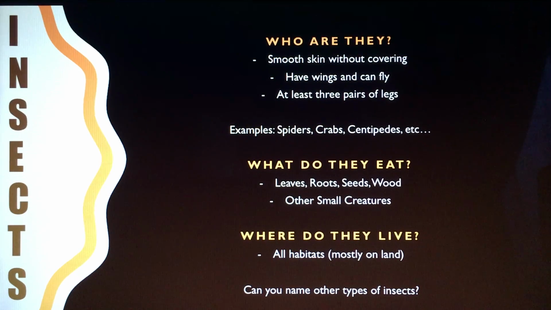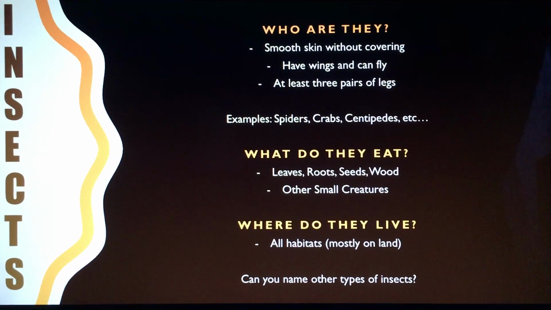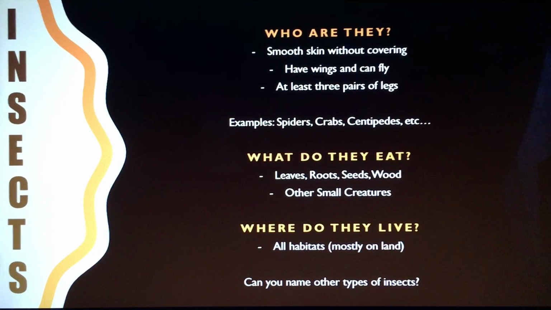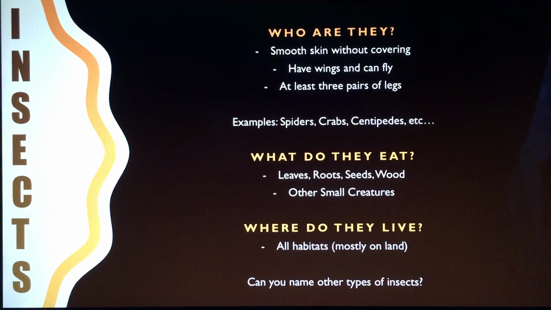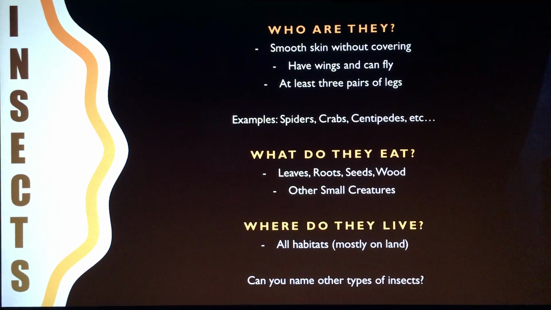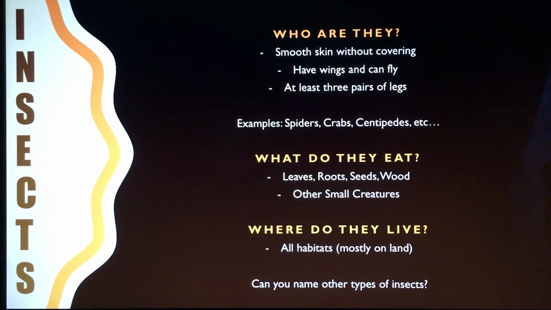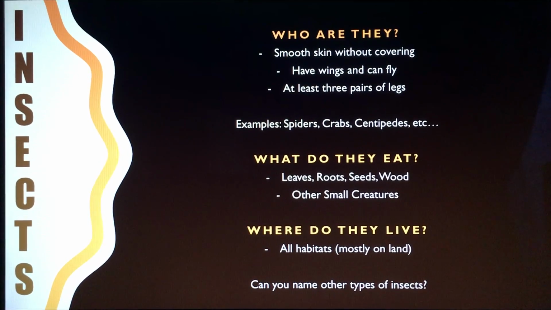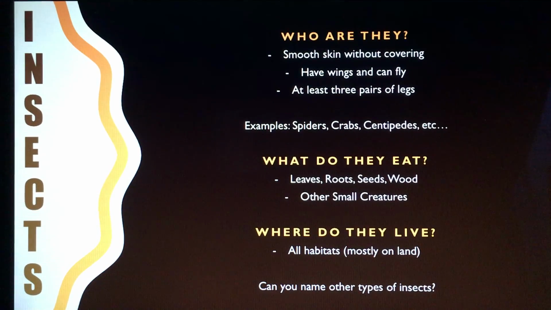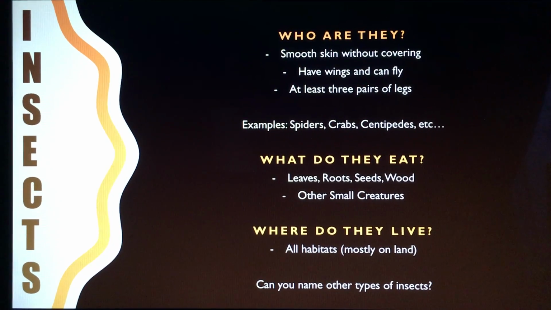Lastly, we will talk about insects, the last out of the 5 vertebrates. Insects have smooth skin without any covering. They have wings and can fly, and at least 3 pairs of legs. Some examples of insects are spiders, crabs, centipedes. They mostly eat leaves, roots, seeds, and wood, and sometimes other small creatures. And they live in all habitats, mostly on land.